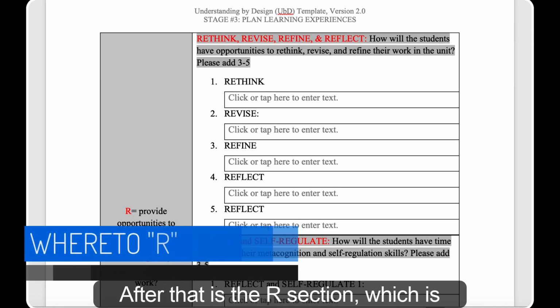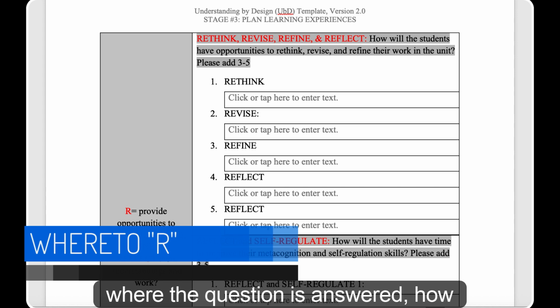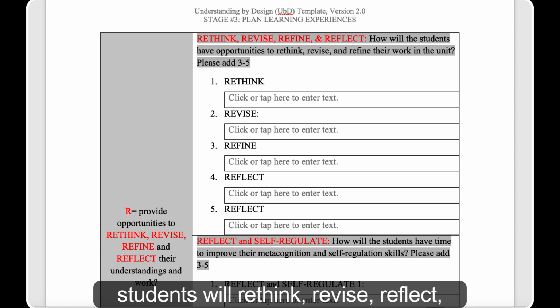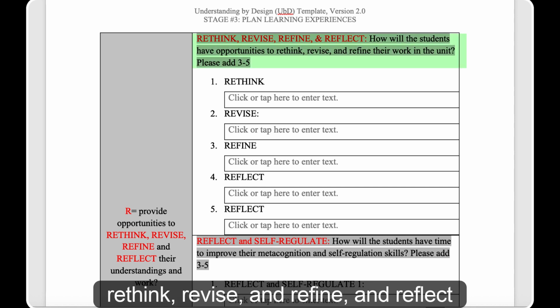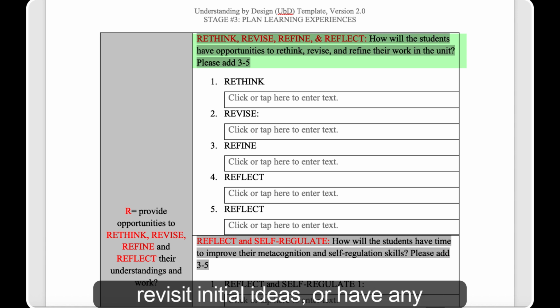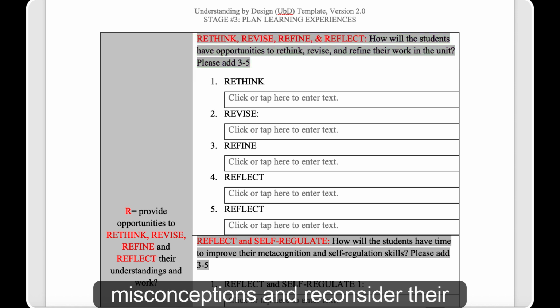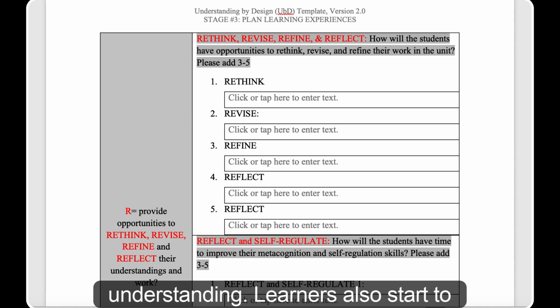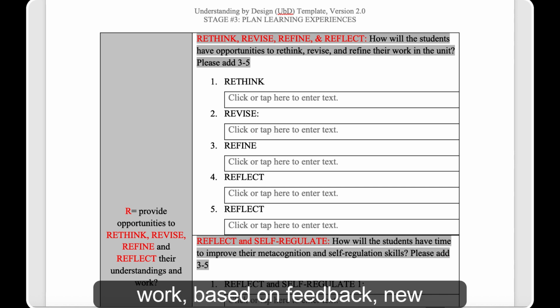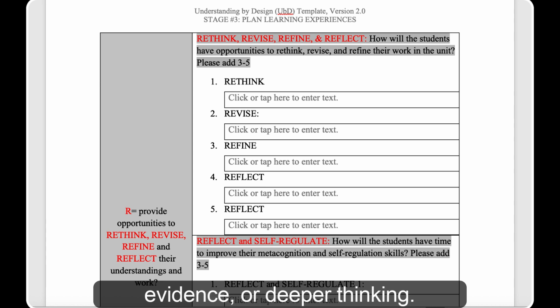After that is the R section, which is where the question is answered: how will students rethink, revise, reflect, and self-regulate. Starting off, the rethink, revise, and refine section answers how students will revisit initial ideas or any misconceptions and reconsider their understanding. Learners also start to revise their work and improve their work based on feedback, new evidence, or deeper thinking.